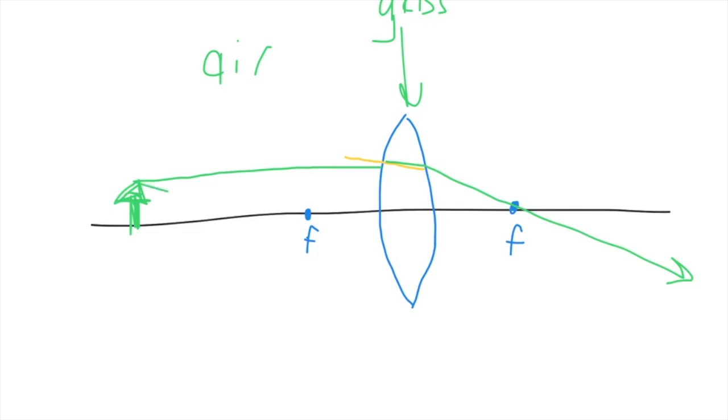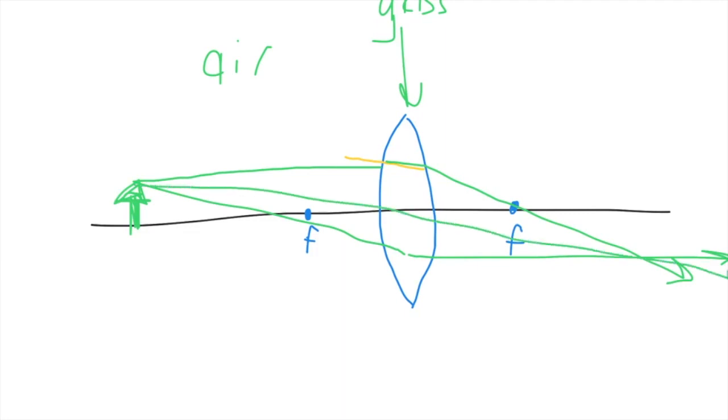Any rays going through the focal point on this side are going to leave parallel to the axis, and any rays going through the middle of the lens will just continue on in a straight line, unbent, because it's going to go directly in through the normal. And we end up with an image on the other side that is real and inverted.